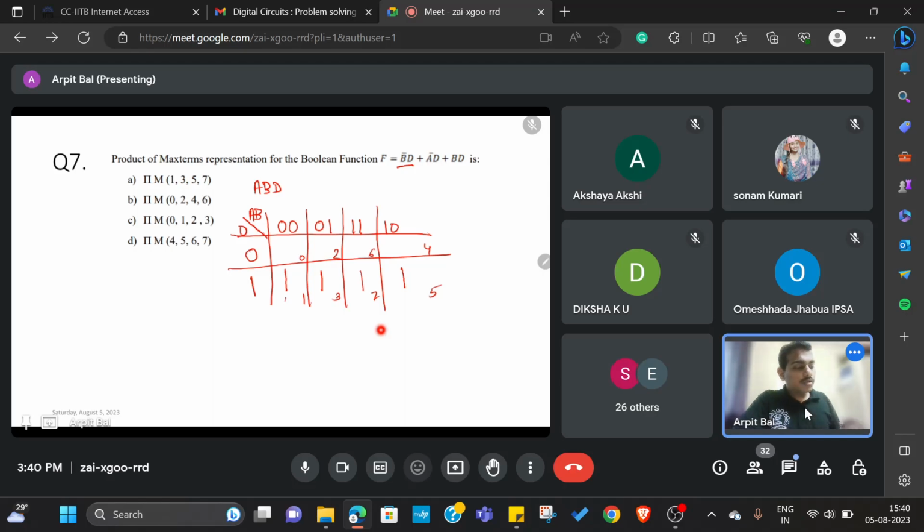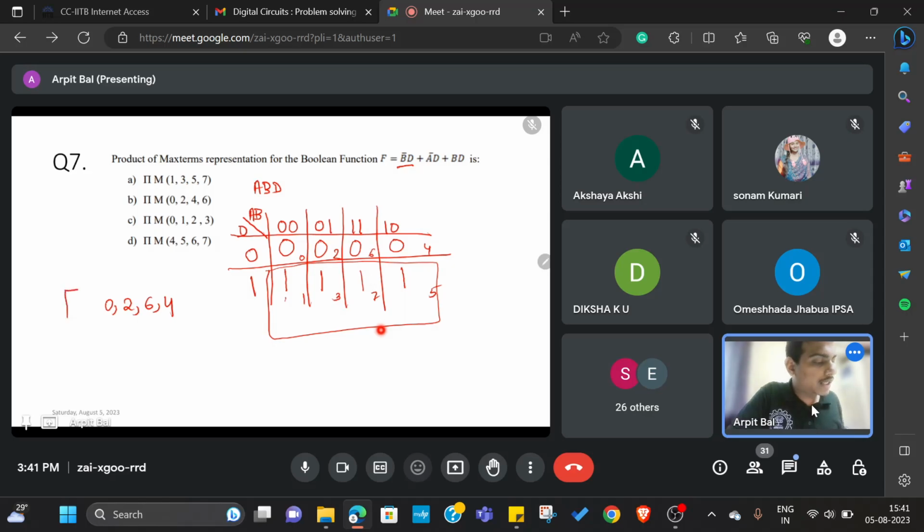Now we need to represent it in product of max terms. Whatever we have marked as 1 represents the min terms, and whatever is not a min term is a max term. So in these columns, let us say I am marking it as 0. These are the max terms. So what are the max terms here? 0 2 6 4. For representing it as the product of max terms, we use this particular notation. So option B is correct.